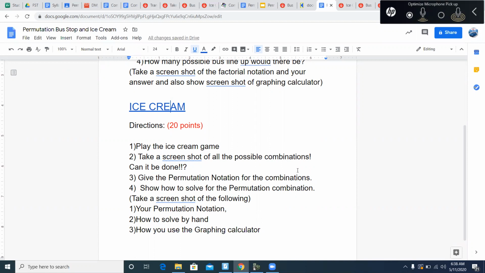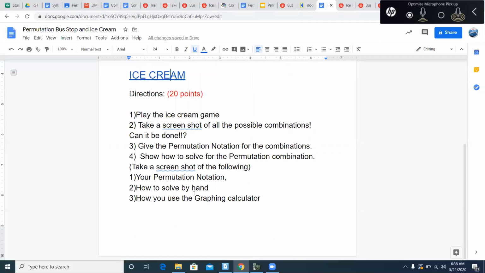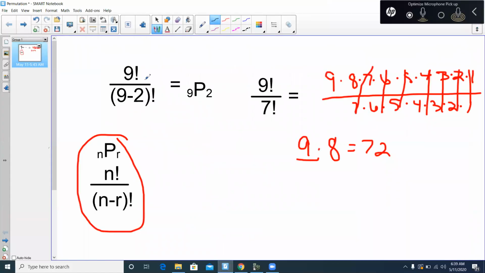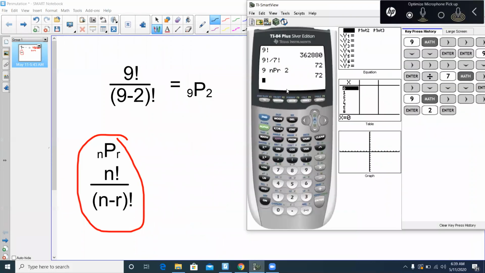How many ice creams do we have? How many are we choosing at a time? Think about that. I want you to do a screenshot of your permutation notation, how you would solve it by hand, and then how you would use your graphing calculator, and take a screenshot of all of that and submit it. I think that should be about it. Make sure you go back, look at the notes on how we did that and how we put it in the calculator, and see what you get.